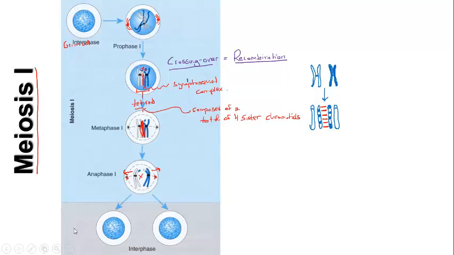All right, and as soon as that happens, we go into telophase 1 of meiosis 1. And telophase 1 of meiosis 1 is basically the same type of deal going on in telophase of mitosis.